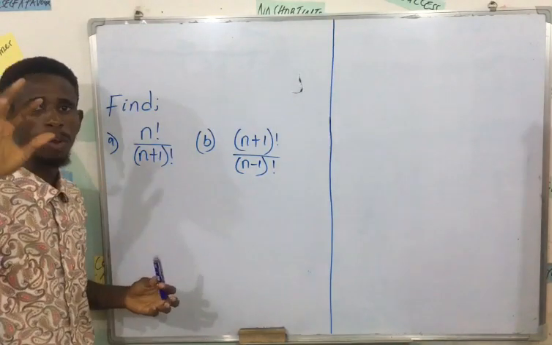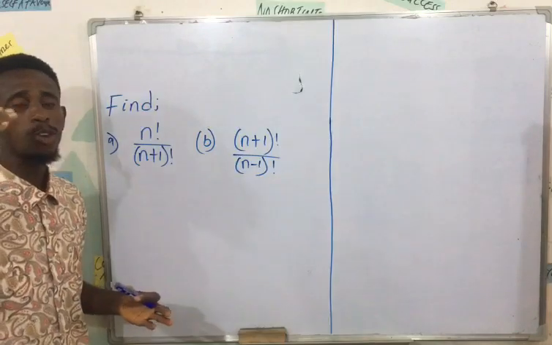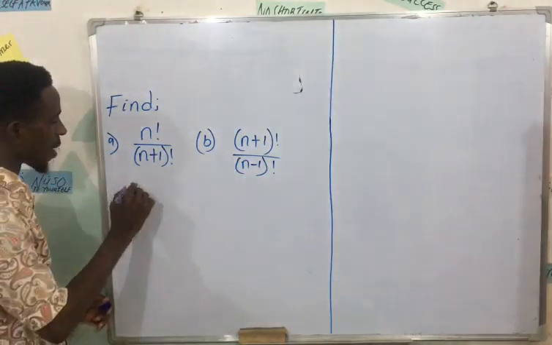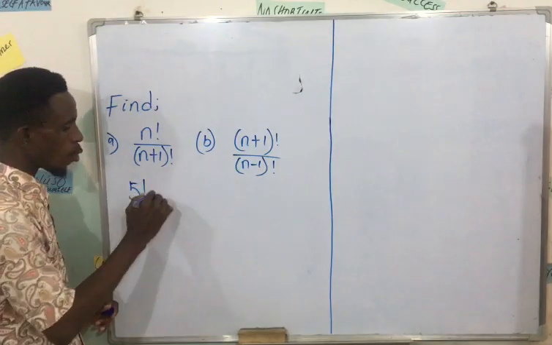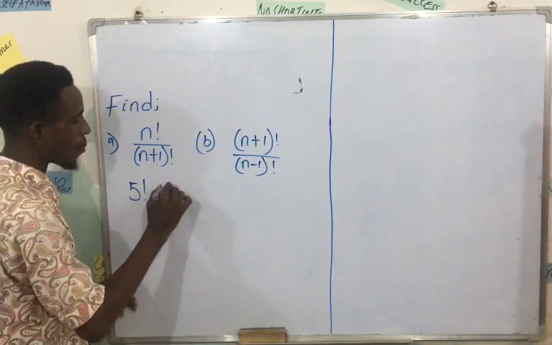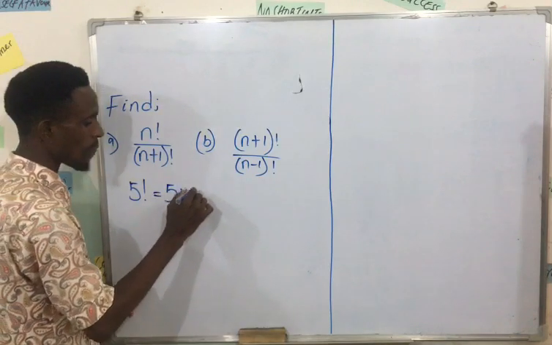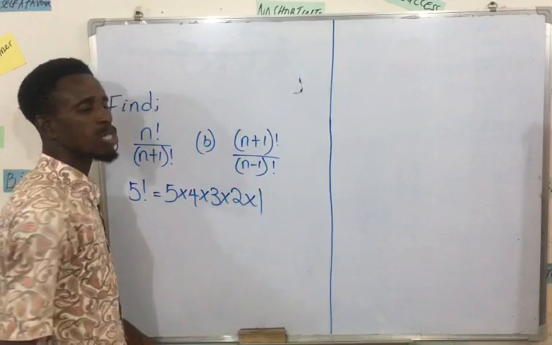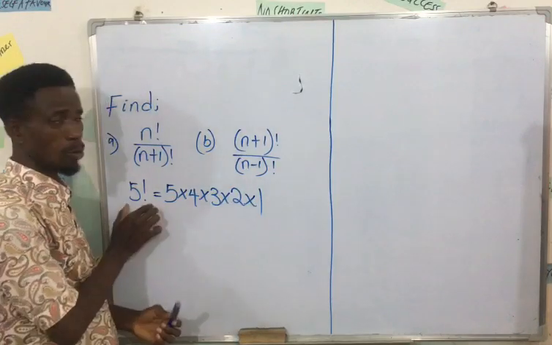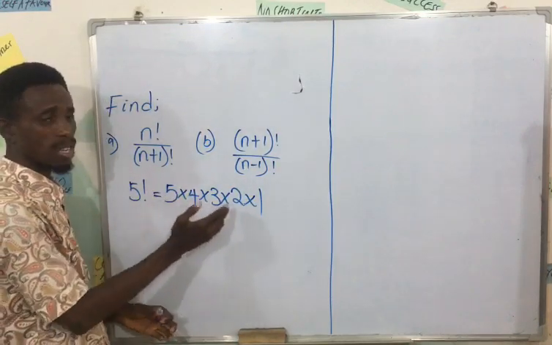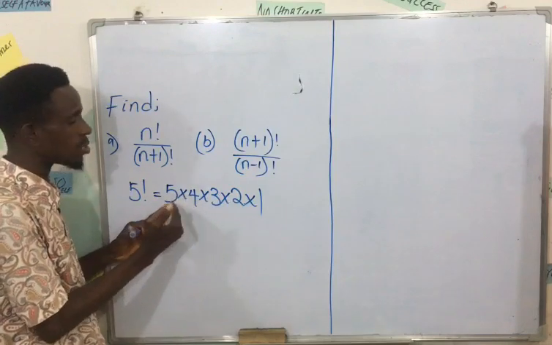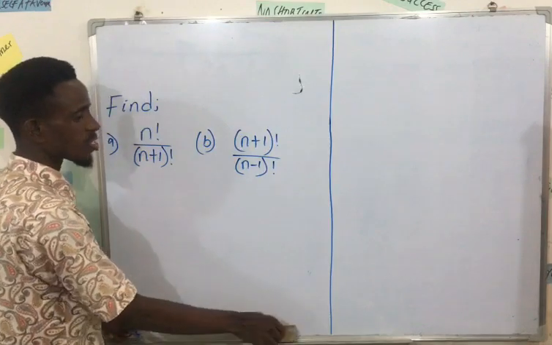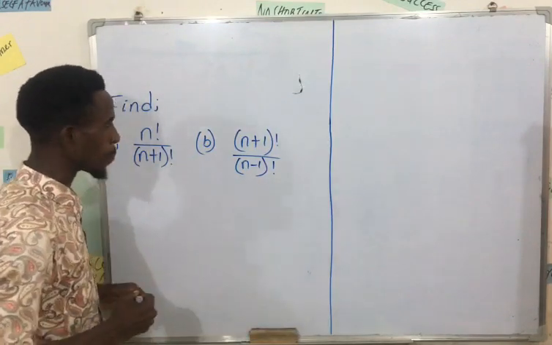a particular number in descending order until you get to 1. Something like this. If I have 5 factorial, what it means is that I'm going to multiply 5 by 4 by 3 by 2, and I'll multiply it by 1. So this is what factorial means. You multiply the number in descending order until you get to 1. So if we are to use the same idea for this question up here, now look at this.